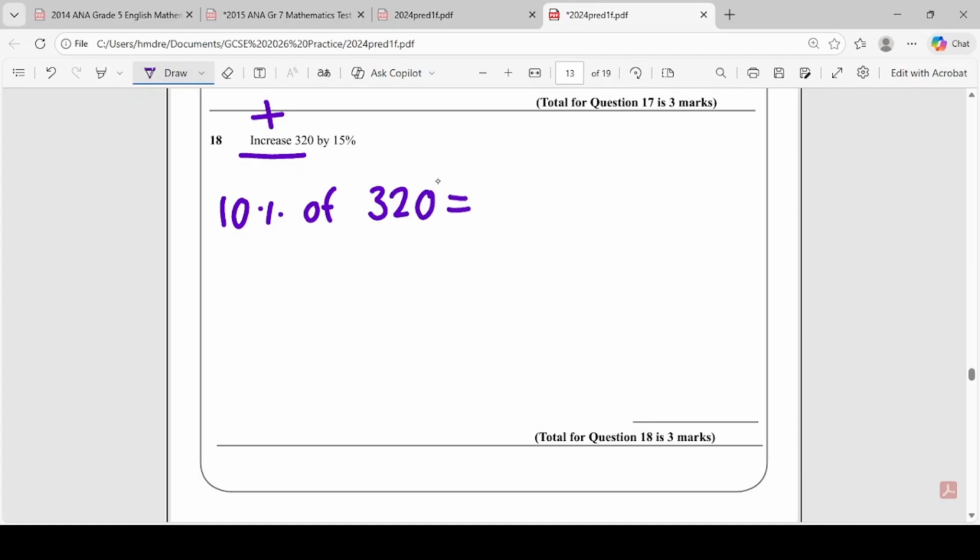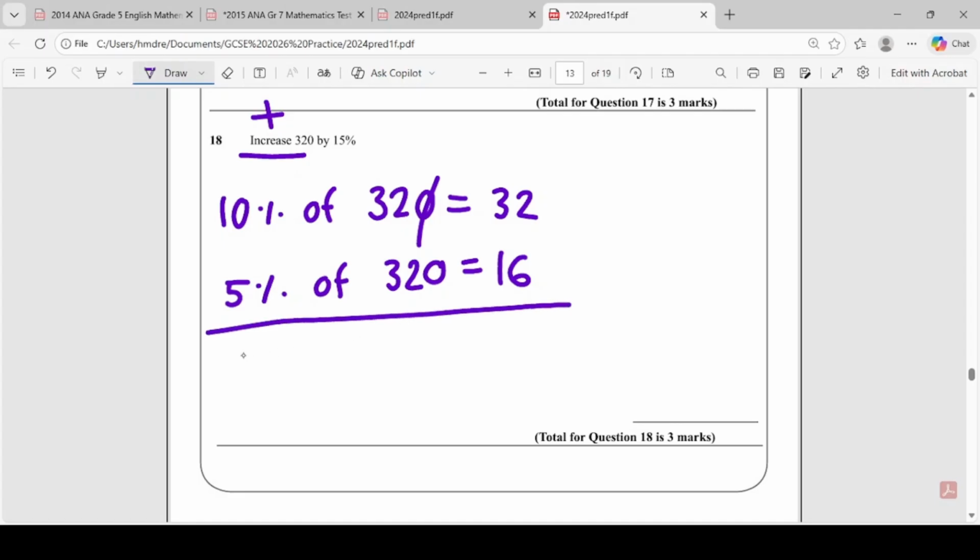Again, really straightforward. You just cancel a 0. So it's 32. 5% is half of that. So half of 32 is 16. That's why we always work out the 10% first, because it's really easy to get anything else then.